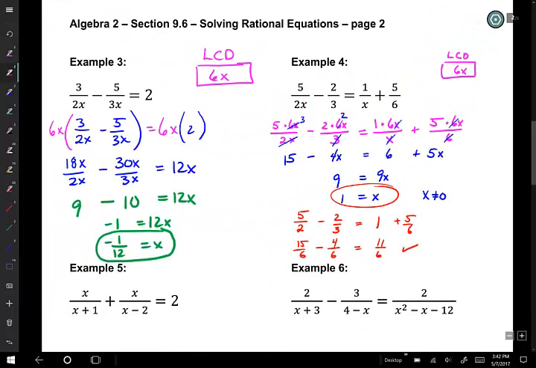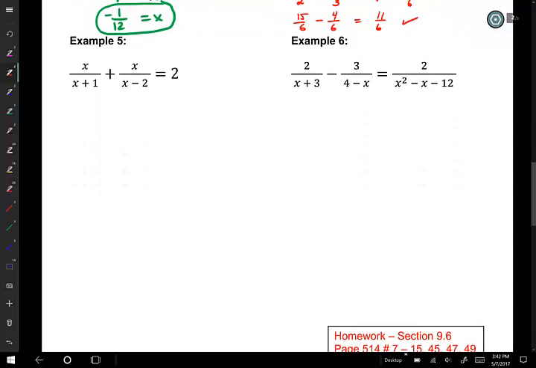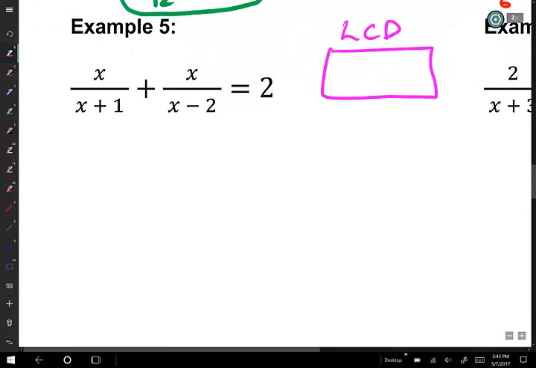Let's look at our last two. Our last two, we have binomials in the denominators. So we're going to have a binomial times a binomial as my LCD. So my LCD in example 5 will be, very simply, x plus 1 times x minus 2. So I'm going to multiply that times each of my fractions.